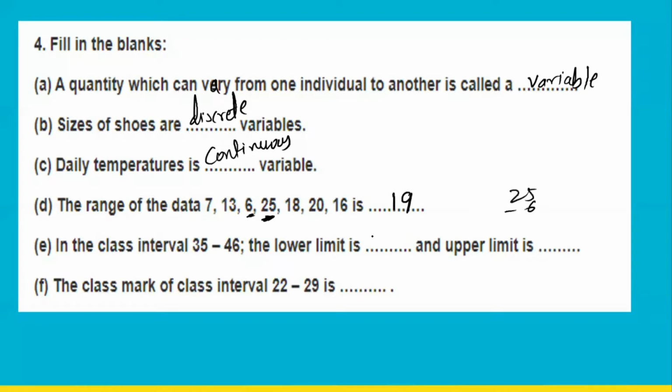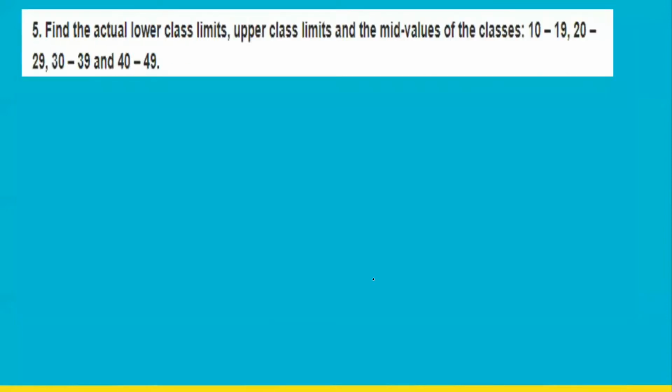Then in the class interval 35 to 46, the lower limit is 35 and the upper limit is 46. The class mark is the average, upper limit plus lower limit divided by 2. So it is 22 plus 29 divided by 2. 9 plus 2, 11, carry 1, it is 51 by 2. And 51 upon 2 is 25.5. Got it? So all these concepts are important.